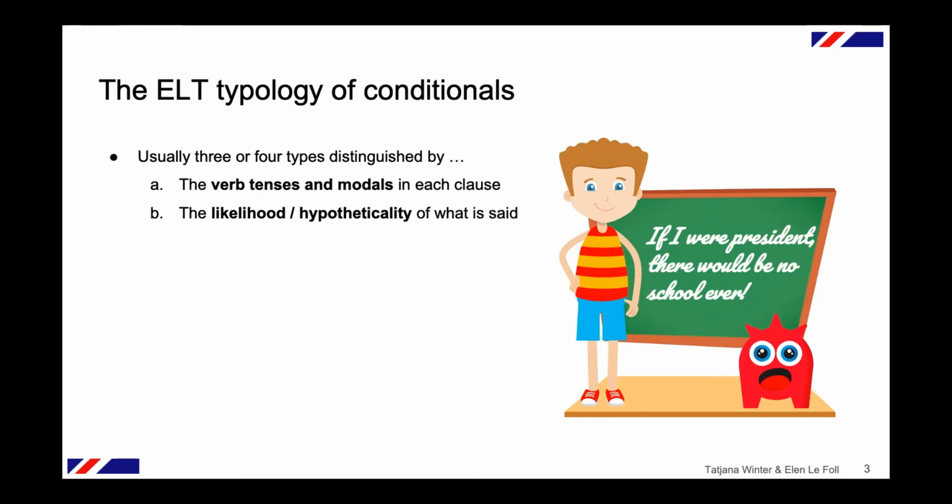and learner grammars. Usually this is a typology that distinguishes 3 to 4 types of conditionals, and each type is distinguished by both the combination of verb tenses and modals in each clause. So here in my example, we have the subjunctive were in the if clause and a would plus infinitive in the main clause, as well as the meaning of these if statements, so degrees of likelihood and hypotheticality.